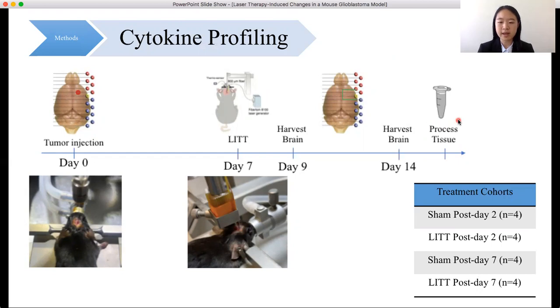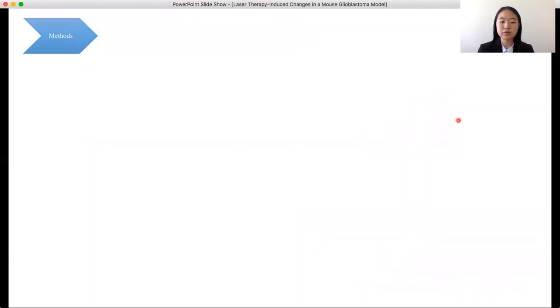Then I ran a multiplex immunoassay that was bead-based in order to find the concentrations of the cytokines. This panel included 35 cytokines, 32 of which I was able to find the concentration for across the treatment groups and also the days.